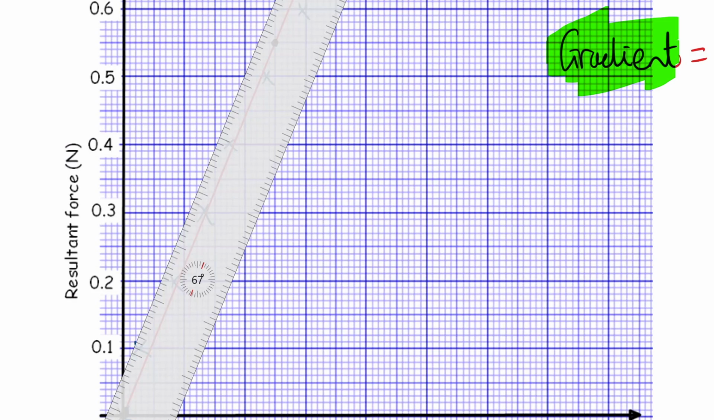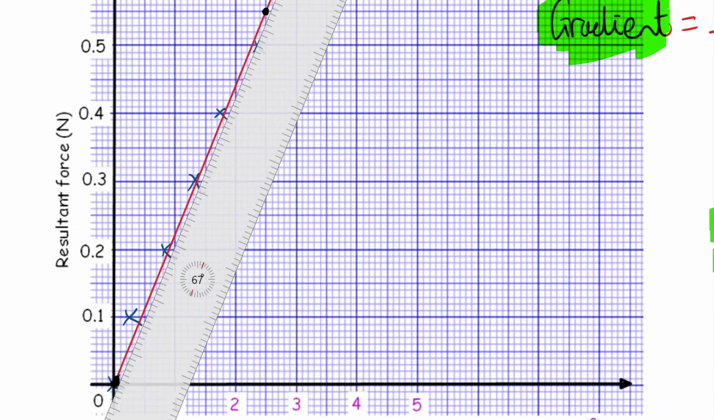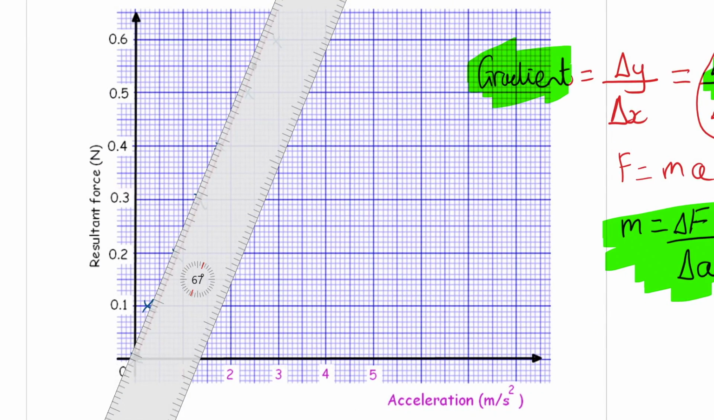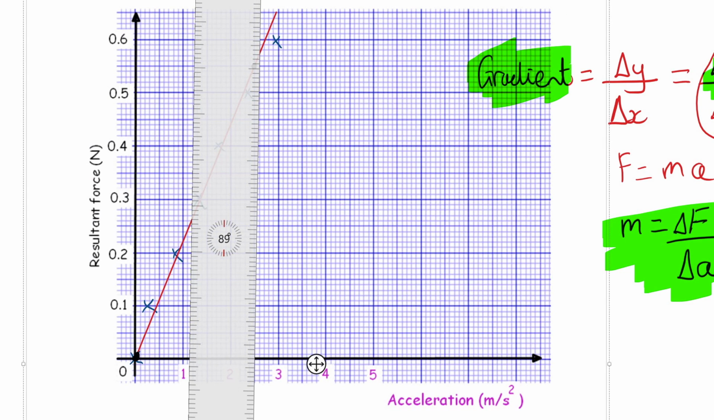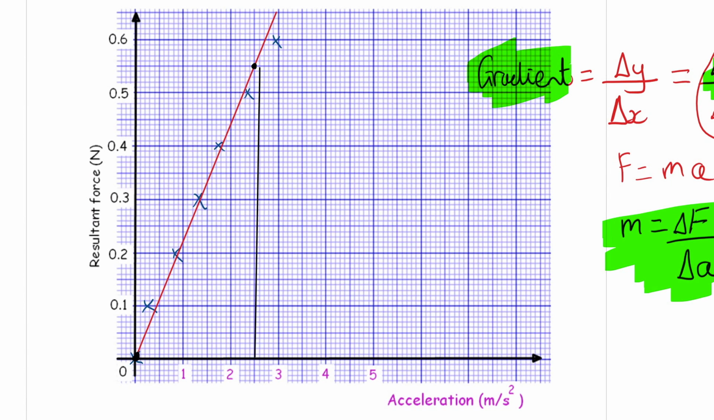Now the change in force, that's on the vertical axis, is this here. So I could write that down as change in force equals, well, it's going from 0 up to this point here on the axis is 0.55 newtons.